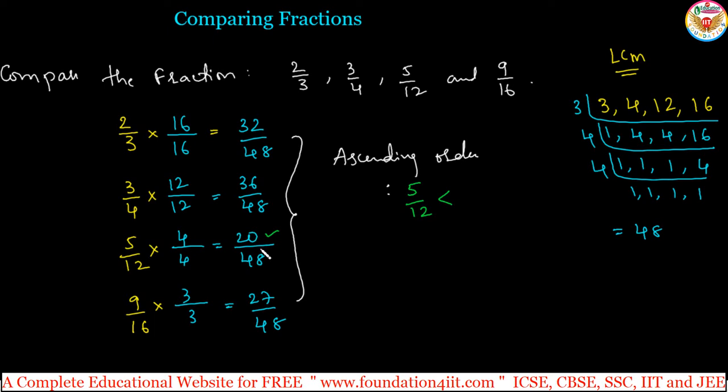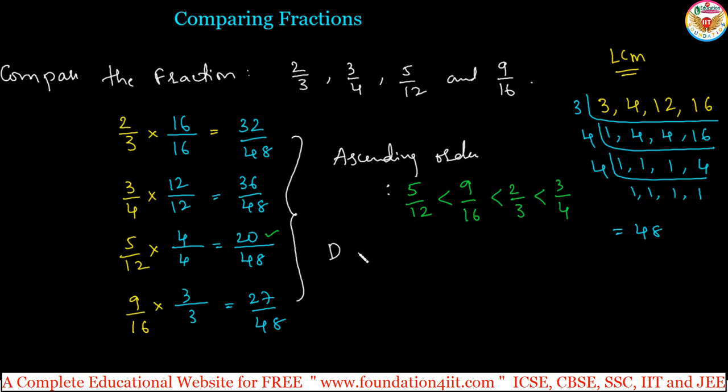After 20, the next one is 27. 27 by 48 means 9 by 16. 9 by 16 is less than the next, after 27 followed by 32. All the denominators are the same, only verify the numerator. 32 by 48 is nothing but 2 by 3. 2 by 3 is less than the next largest number, 36 by 48, which is 3 by 4. This is the ascending order.